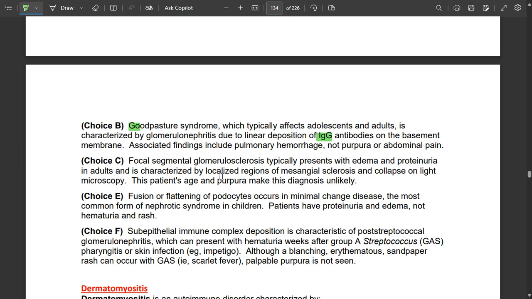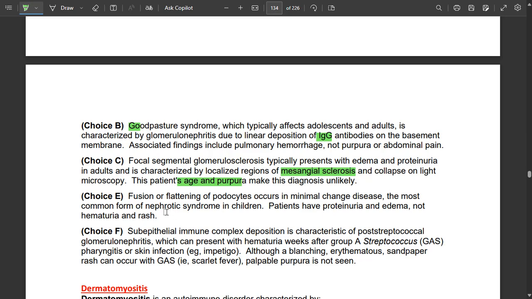Focal segmental glomerulosclerosis (FSGS) presents with edema or proteinuria in adults and is characterized by localized regions of mesangial sclerosis and collapse on light microscopy. Focal sclerosis means there is localized thickening of the mesangium and collapse on light microscope. The absence of purpura makes the diagnosis unlikely.